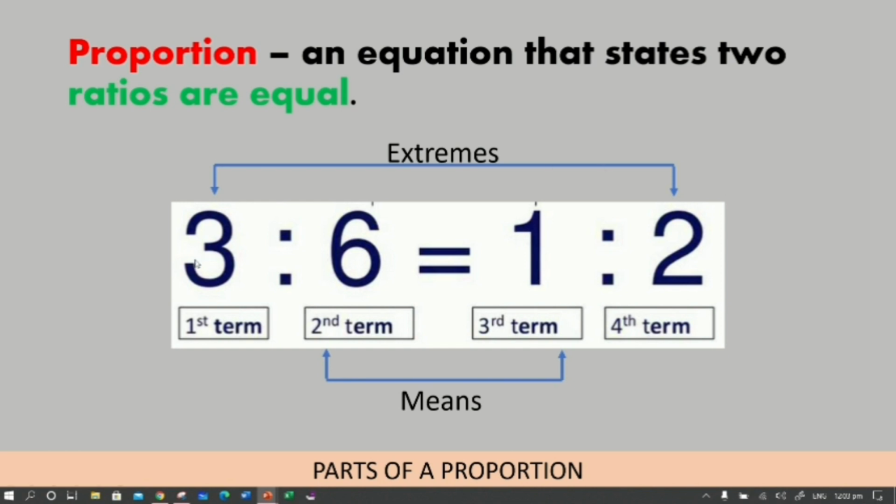So when you multiply the extremes, we have 3 multiplied by 2, the answer is 6. That is equal to the product of the means, 6 times 1, the answer is 6. So this is an example of a true proportion. Okay, let's have some more examples.